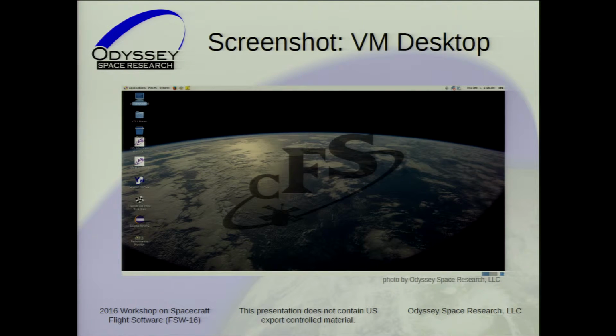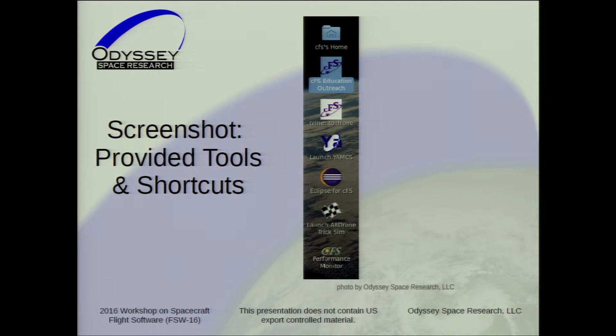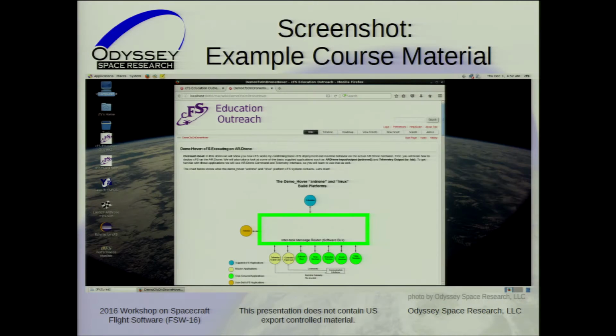Here's a screenshot. I wanted to bring the drone, but I'm glad I didn't because there's no way I could fly a drone in here. But it's real. There's a CFS screenshot. This is what you would see in your virtual machine on your laptop. We've got some handy tools at the desktop where you can get into the Outreach Wiki. You can telnet over to the drone. You can launch YAMS, which is what we're using as our ground system. You can fire up Eclipse. You can fire up the TrickSim, which has a basic model of the drone itself with the flight interfaces, and a quick link for the CFS Performance Monitoring tool.